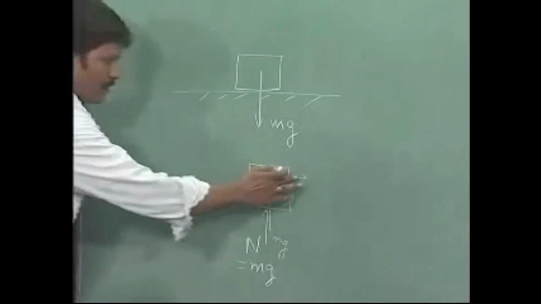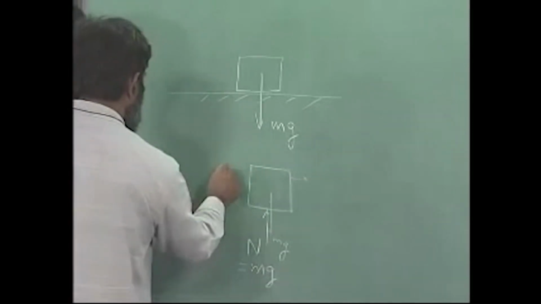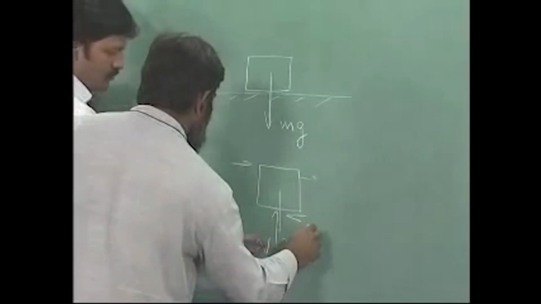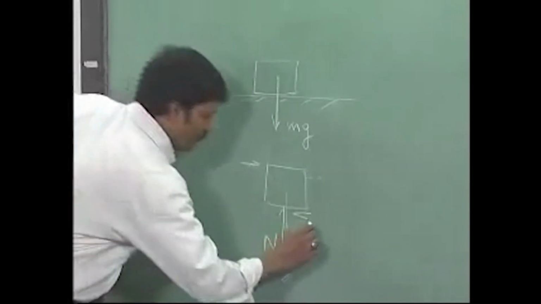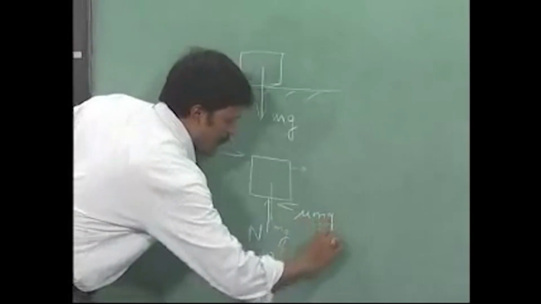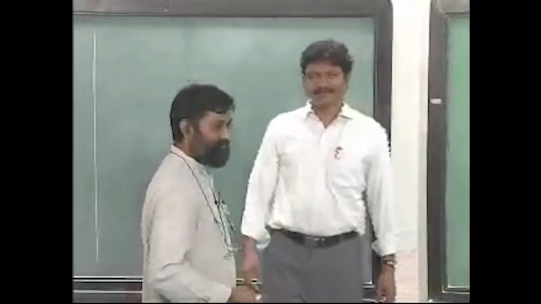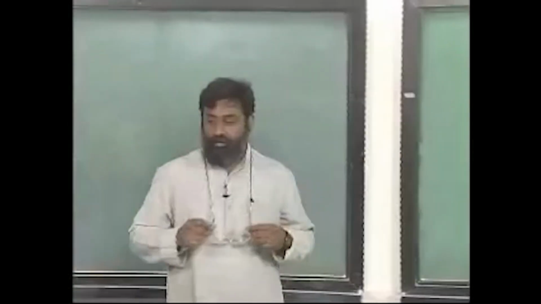Supposing I am applying a force here, the frictional force will be here, opposite, and is related to this. Coefficient of friction into weight of that. Write it down. Mu mg. Very good. Okay. Thank you.